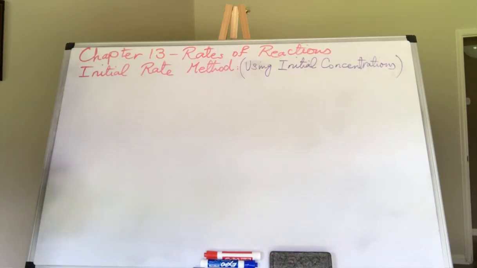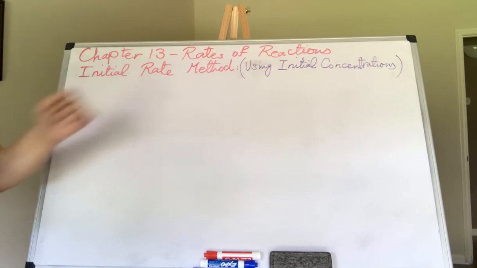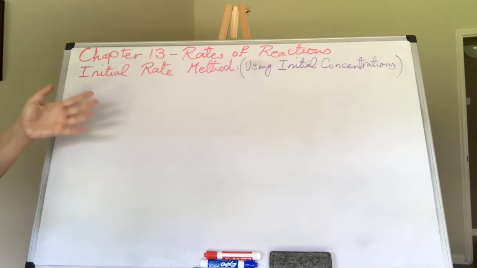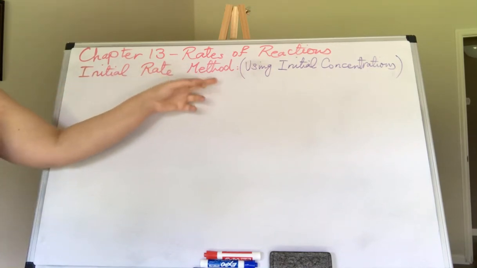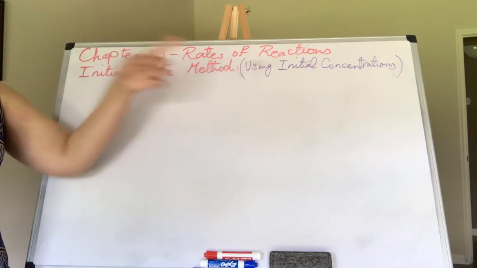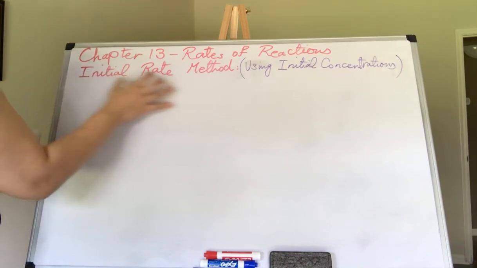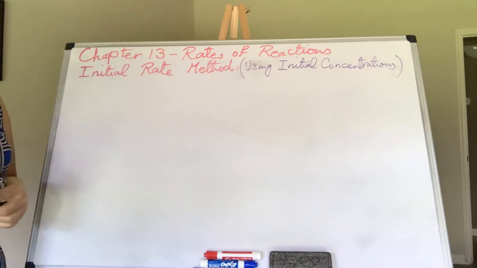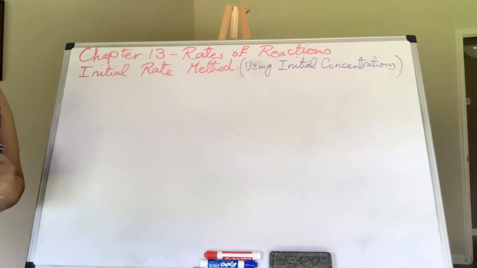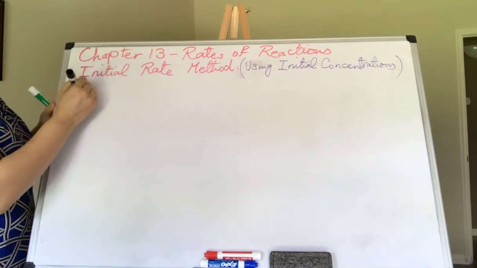In the second video for this chapter, we will talk about the initial rate method to find the rate law for a reaction and the orders using this initial concentration. So the initial rate method just uses the initial concentrations of different reactants. So let's work on slide 36.